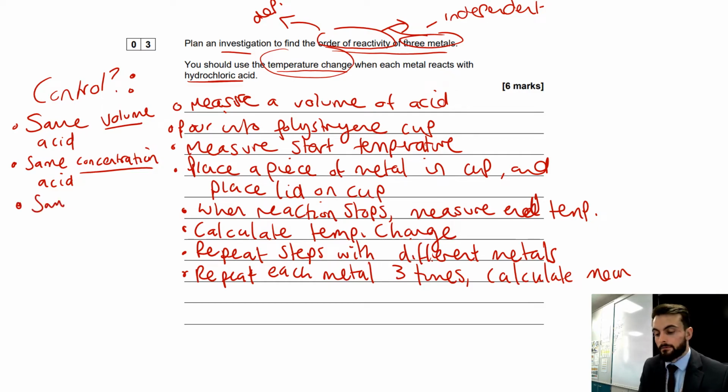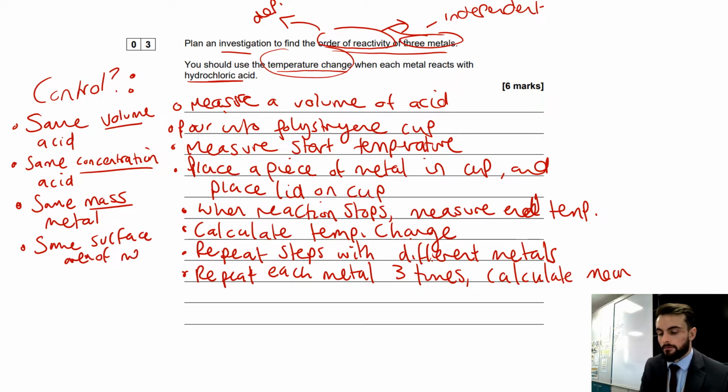Same mass of the metal. Can't say amount, got to say mass because it's a solid. And you could also have the form that the metal is in, so that surface area, the metal being in a powder form or solid piece. I would just put same surface area of metal. All I've done there is rattled off what are the things that might affect the rate of this reaction? I mean, you already talked about your concentration and surface area. That's just rates of reaction stuff, isn't it?